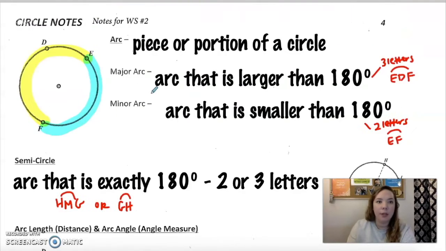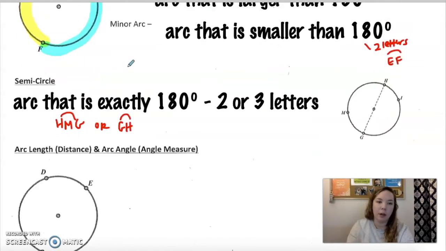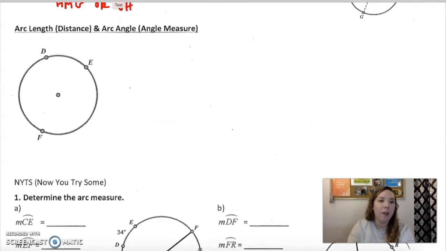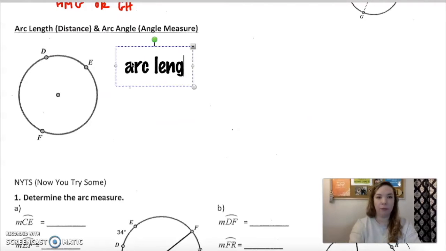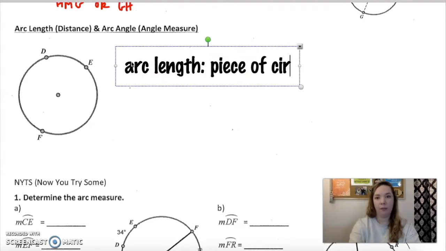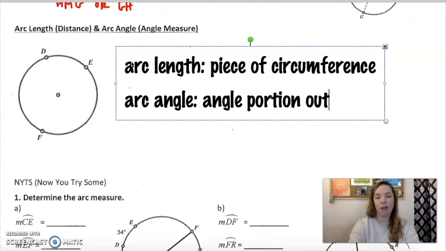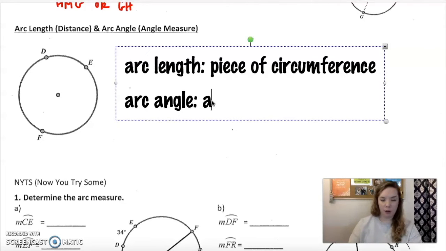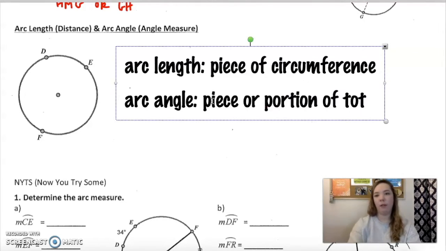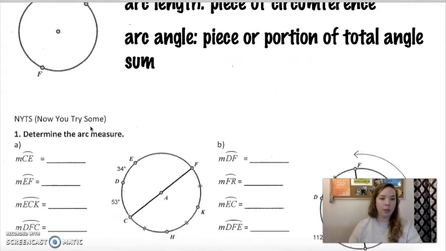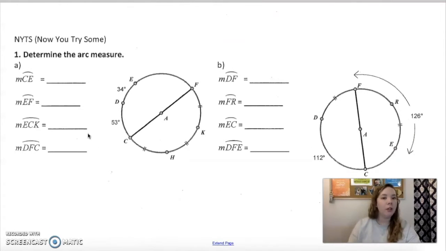Arc length. So we know what an arc and the different subtypes of arcs are. Arc length is specifically a piece of your circumference. And then arc angle is the piece or portion of total angle sum. Okay, so determine arc measure. Arc measure and arc length are different. When it is talking about arc measure, we want the angle. And if it said arc length, that's when we would take into account the circumference as well.